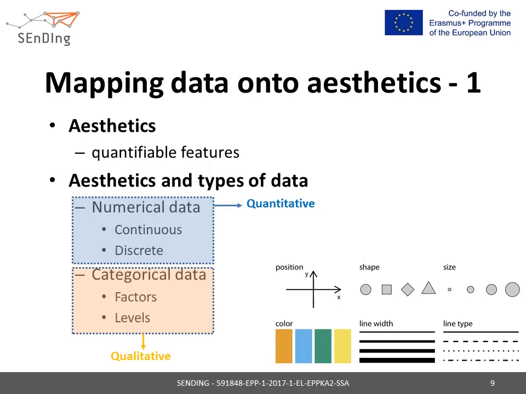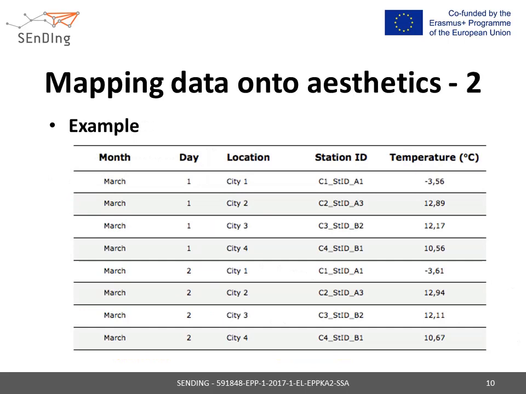When data is numerical, we also call it quantitative, and when it is categorical, we call it qualitative. Variables holding qualitative data are factors, and the different categories are called levels. A concrete example of the various types of data is depicted in this table.